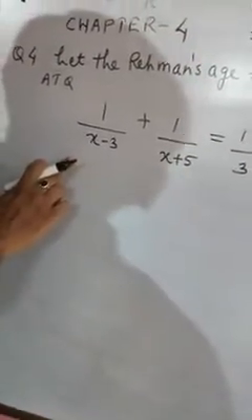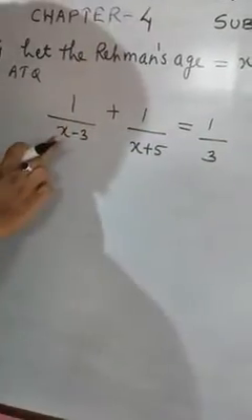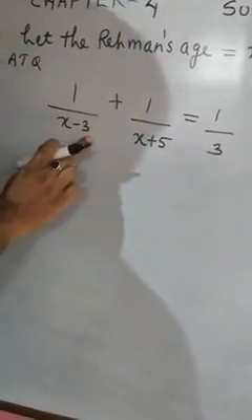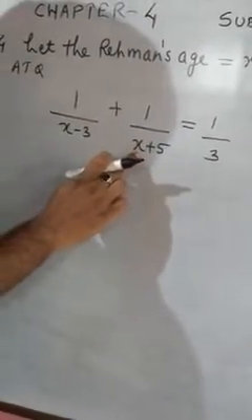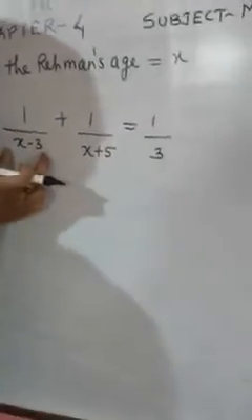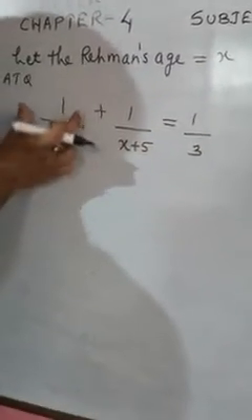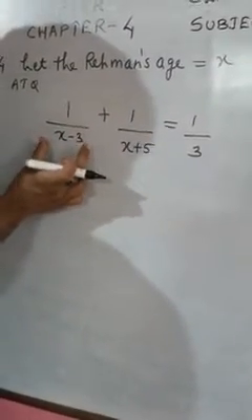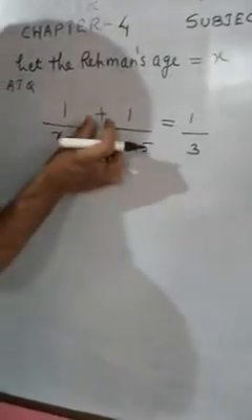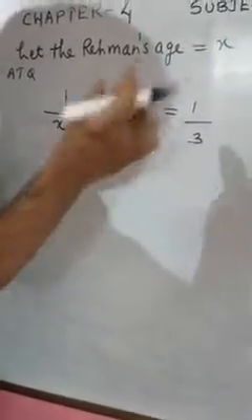Now you check here. This is the boy Rahman. If I take 3 years ago, x minus 3. If I take 5 years from now, x plus 5. Why did I take 1 upon x minus 3? Because it is asked in the question. We have to take the reciprocal of a number. Reciprocal means we have to take it in the form of 1 upon. So when we take the reciprocal number, then we have to add the numbers. Then the answer is 1 upon 3.